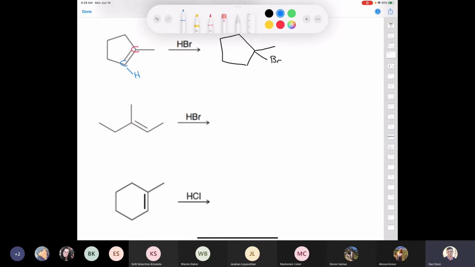If we take a look at the next one, I'll put this one in blue and this carbon in green. Which one of these carbons is richer in hydrogens? The one in blue or the one in green? Yeah, absolutely. It's the one in green. It's got 1 hydrogen attached to it. So again, if we draw out our molecule, our final product, this carbon is the one that's going to take the hydrogen. This is a bond line structure, so I'm not going to draw it in. And then we're going to have the bromine attached here.